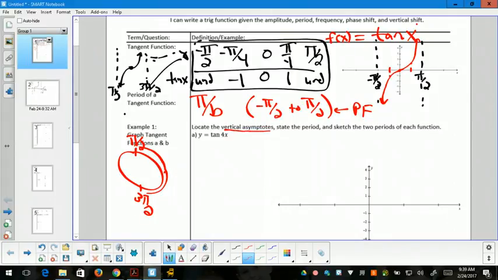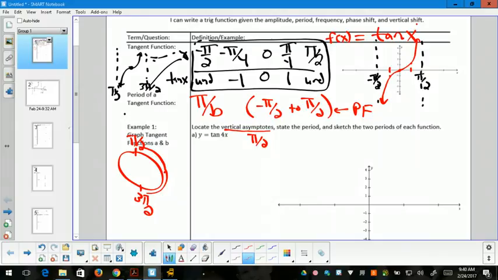The vertical asymptotes for this one are going to be, first off I have to check to make sure there's not a phase shift. If there's a phase shift, it'll change, right? There's no phase shift. Since there is no phase shift, it's going to be pi over 2.